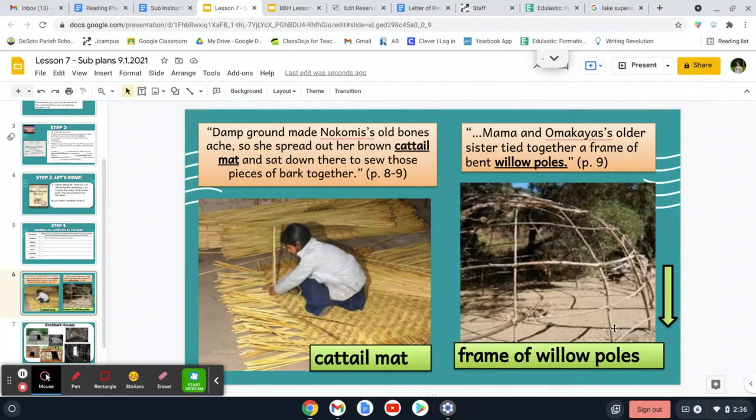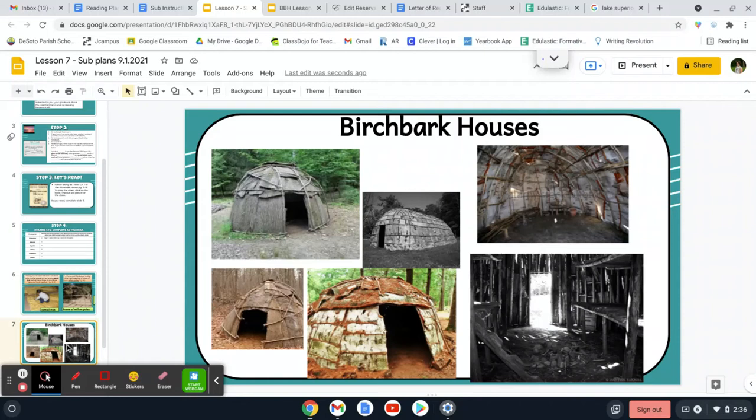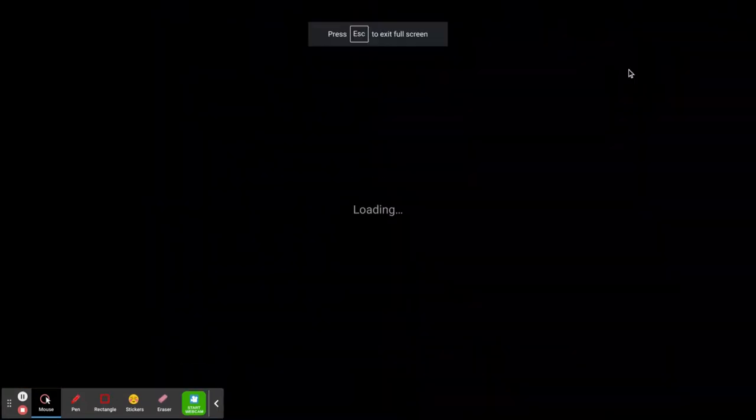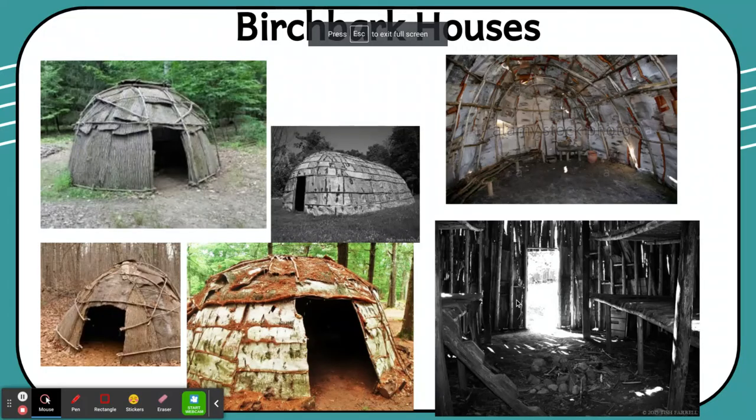So here's the frame that they made for the house, so you can see what shape it's going to be. And then they covered the frame with these mats, and they were like shingles. And so if you look up, here are some pictures of some birch bark houses. Pretty cool. So if you look inside, you can see they're legitimate houses.